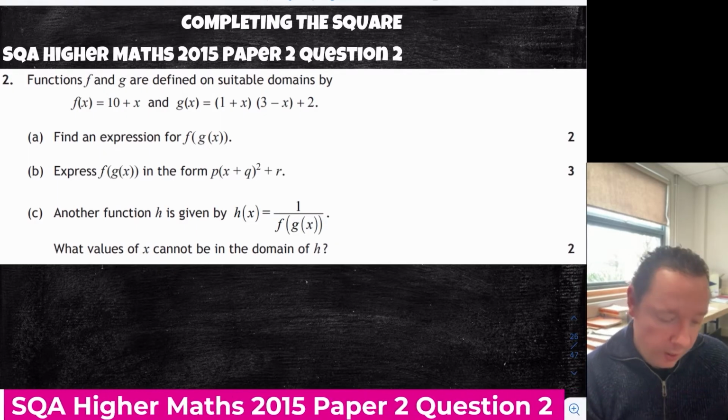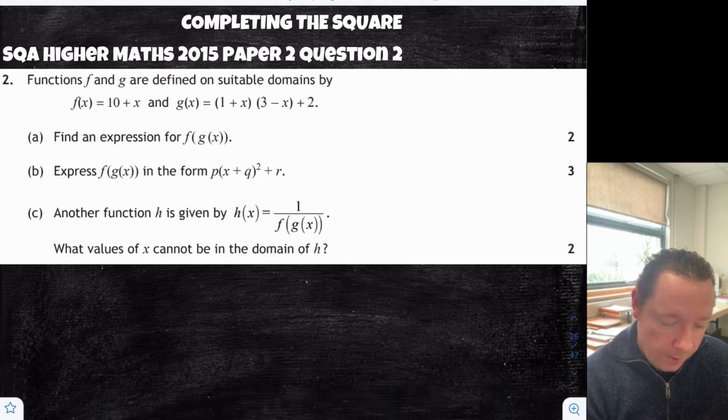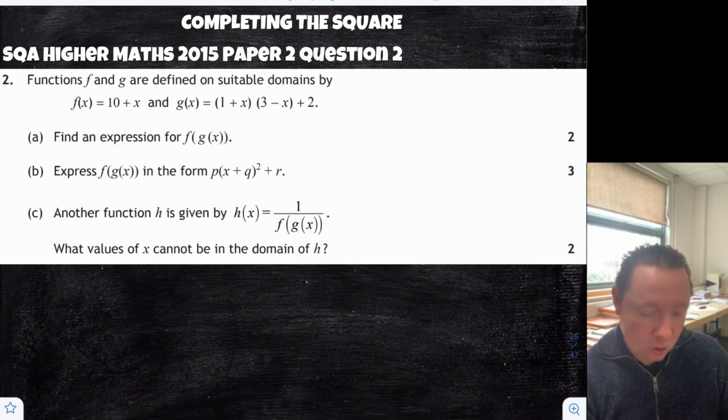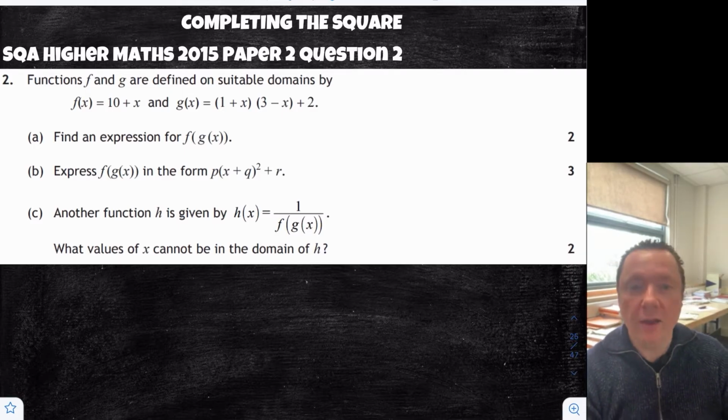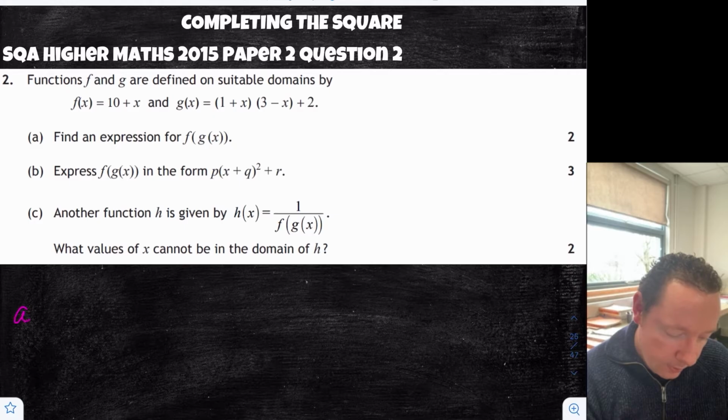Okay, completing the square. SQA Higher Maths 2015, paper 2, question 2. The functions f and g are defined on suitable domains by these. First of all, it's a composite function question, but then there's a bit of completing the square at the end. So part A, f of g of x.